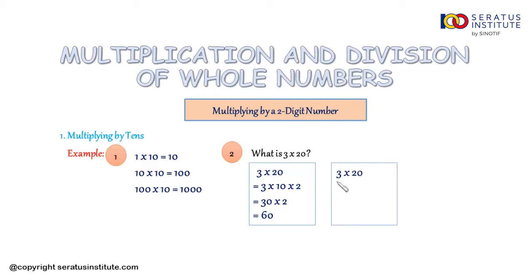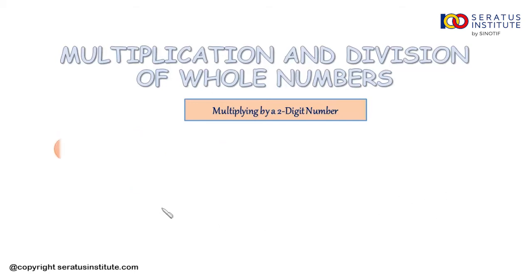Here we go. 3 times 20. We also separate 20 into 3 times 2 times 10. So, we separate 20 into 2 and 10. So, we get 3 times 2 first, becomes 6, and then we multiply it by 10, becomes 60. Okay, Sobat 100? Easy, right? Now, we go to the next example.